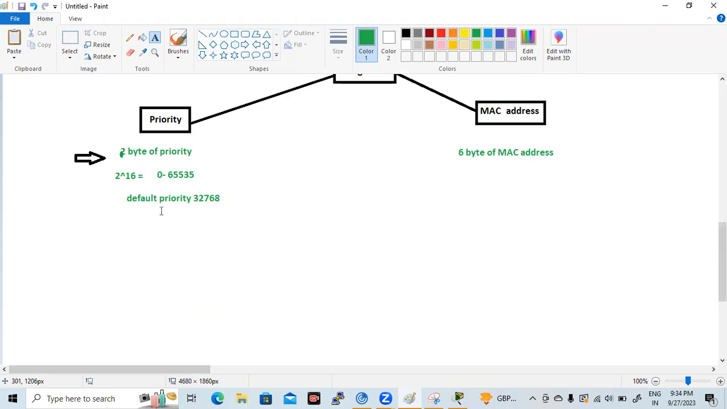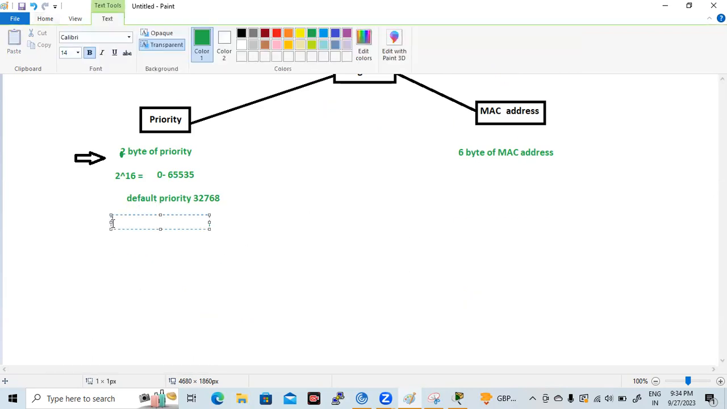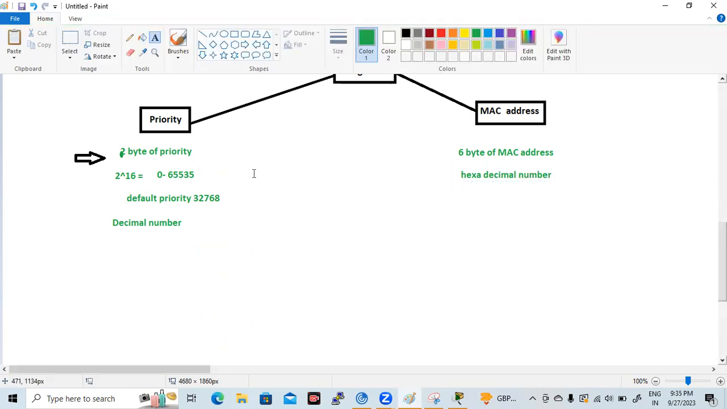Fourth point is, the priority is a decimal number, and the MAC address is a hexadecimal number. MAC address is always in hexadecimal. So the bridge ID consists of this and this.